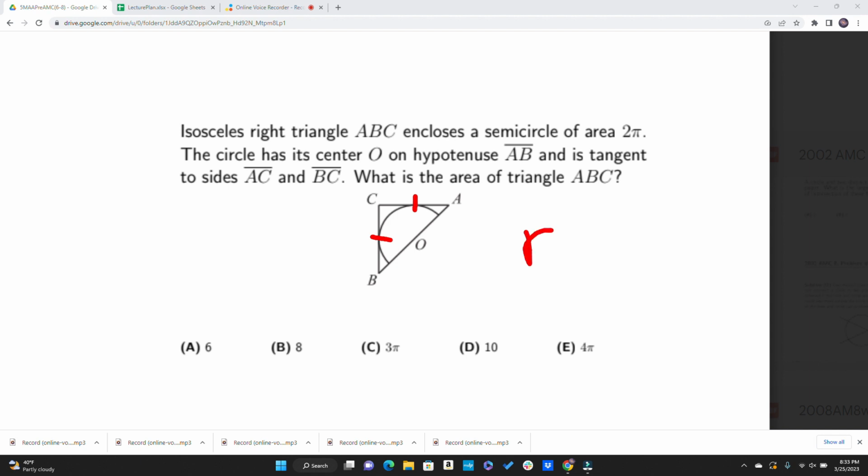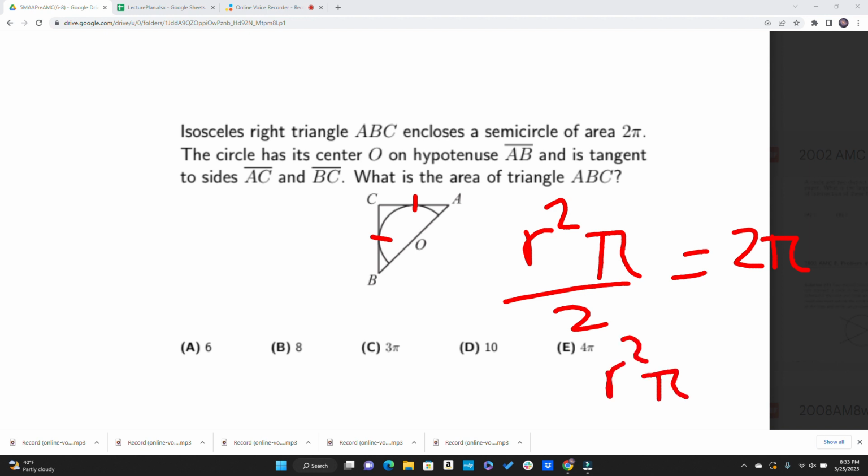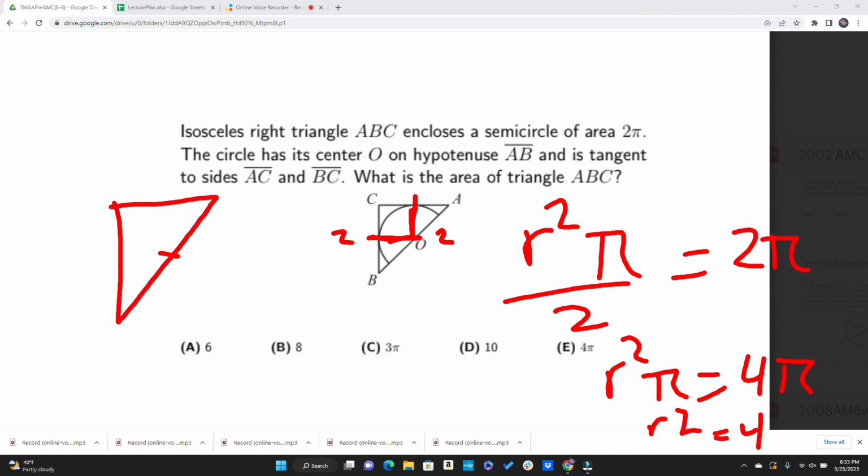And our area of the semicircle is going to be radius squared times pi divided by 2, right? Because it's a semicircle, so we only take half of the circle's area. And that equals 2 pi. Okay, using that, we can solve for the radius. So radius squared times pi is going to equal 4 pi. Dividing both sides by pi, radius squared equals 4. So our radius is 2. This distance is 2. Okay, so now we see that our triangle, halfway across and halfway across, this is length 2 and 2. Right?